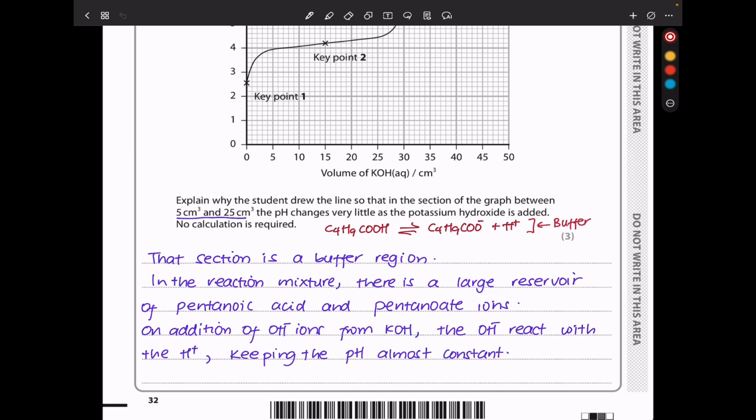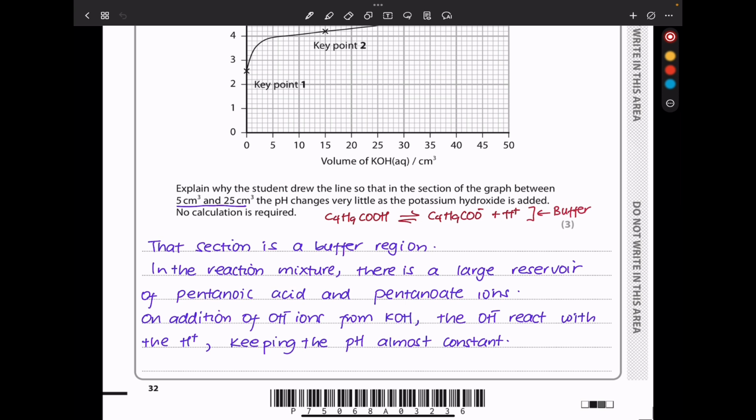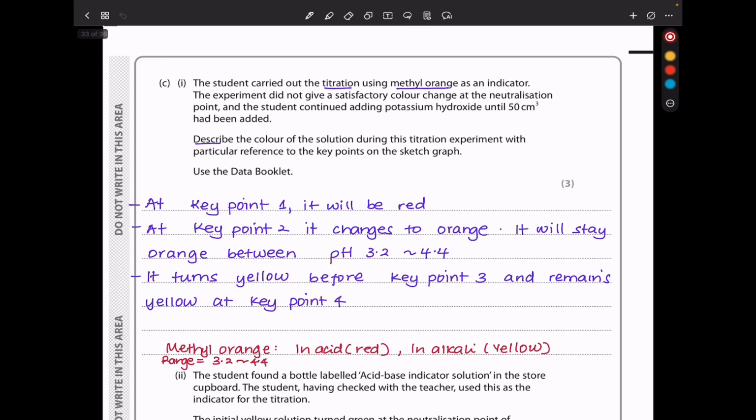No calculation is required. During the reaction in that section, there is a larger reservoir of pentanoic acid and pentanoate, so this is going to be the buffer region. On addition of OH minus ions from the potassium hydroxide, the OH will react with the H plus, keeping the pH almost constant. And in part C, the student carried out the titration using methyl orange as an indicator.